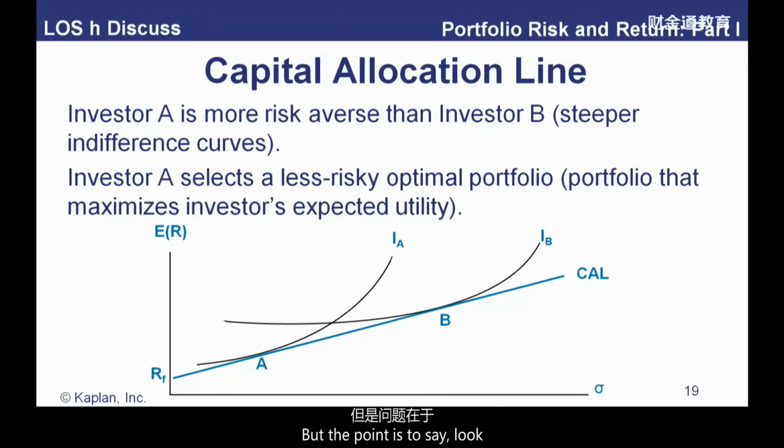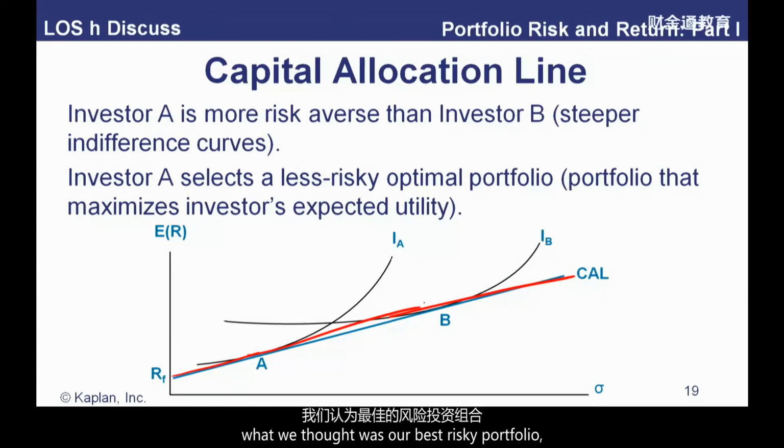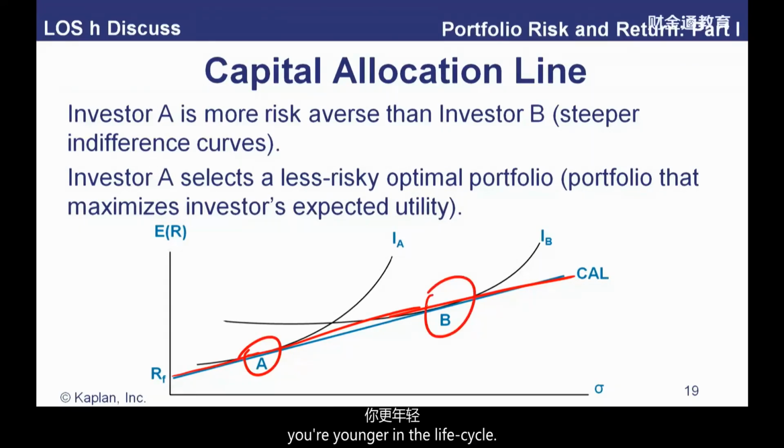But the point is to say, look, once we've created this CAL, if this was created from what we thought was our best risky portfolio, then that becomes the efficient frontier, the straight line efficient frontier. And if you and I have different risk preferences, I would be down here because I'm old, close to death, and you would be up here. You're younger in the life cycle, so you're willing to take more risk in the hopes of earning more return.